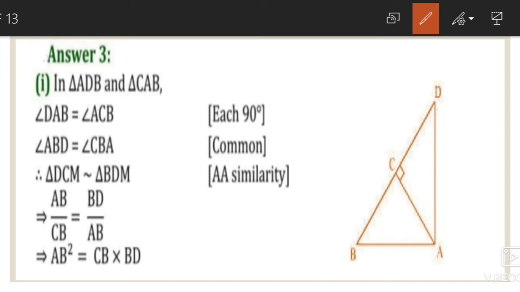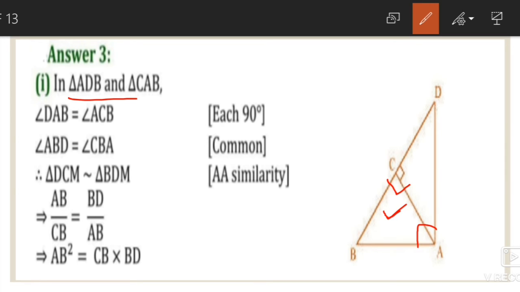Here I am taking the triangle ADB, that is the whole triangle, and triangle CAB. So I am taking the whole triangle and the CAB triangle, this one and the whole one. Now you can say that this angle DAB is equal to angle ACB. Why? Because they are both 90 degrees.